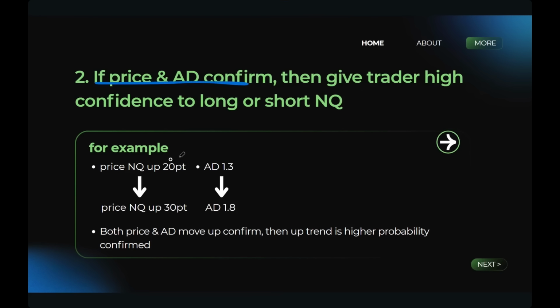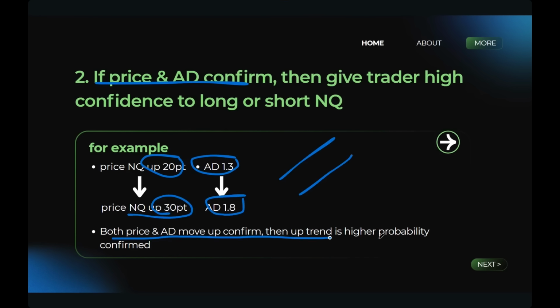Like for example, if NQ has been up 20 points and AD at 1.3, later the NQ price is up 30 points and AD also goes up to 1.8. So when prices continue rising and AD continues rising, it's a confirmation, and then we can expect the uptrend has a high probability of continuing its up movement.